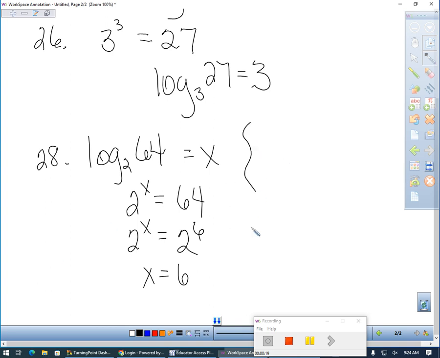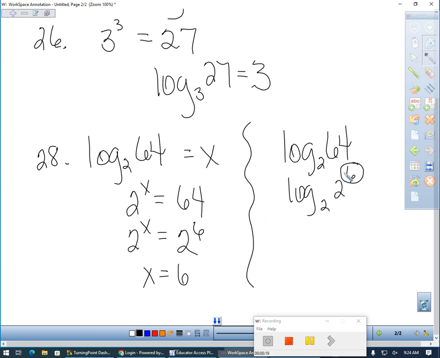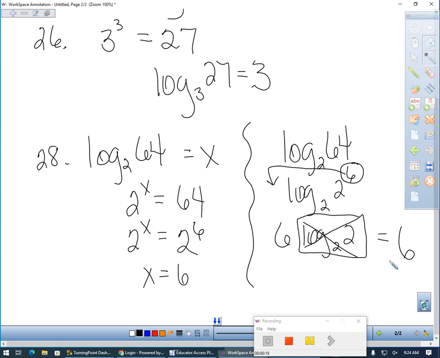The other option is when you have log base 2 of 64 is to use our properties. We can do log base 2 of 2 to the 6th. Remember that when you have an exponent, that gets to go out in front and become your coefficient. So I have 6 log base 2 of 2, and log base 2 of 2 is equal to 1. So we just get 6. Either way works.